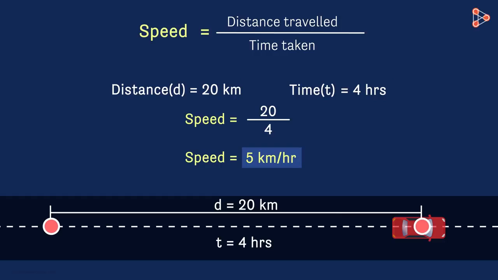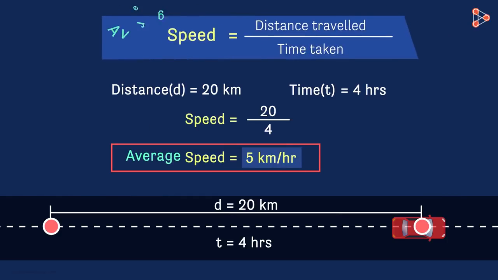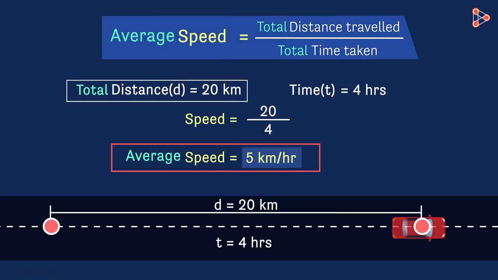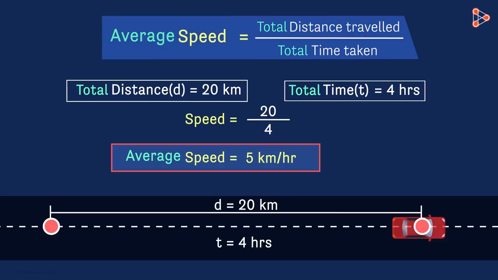So if this is not a constant speed, then what is the speed called? This speed is called average speed. Average speed is defined as the total distance covered by an object over the total time taken. So in our example, we are given a total distance that the car travels and the total time taken by it to cover that distance. And hence we calculated the average speed of the car for the entire journey. I'm sure that you're clear with the idea of average speed now.